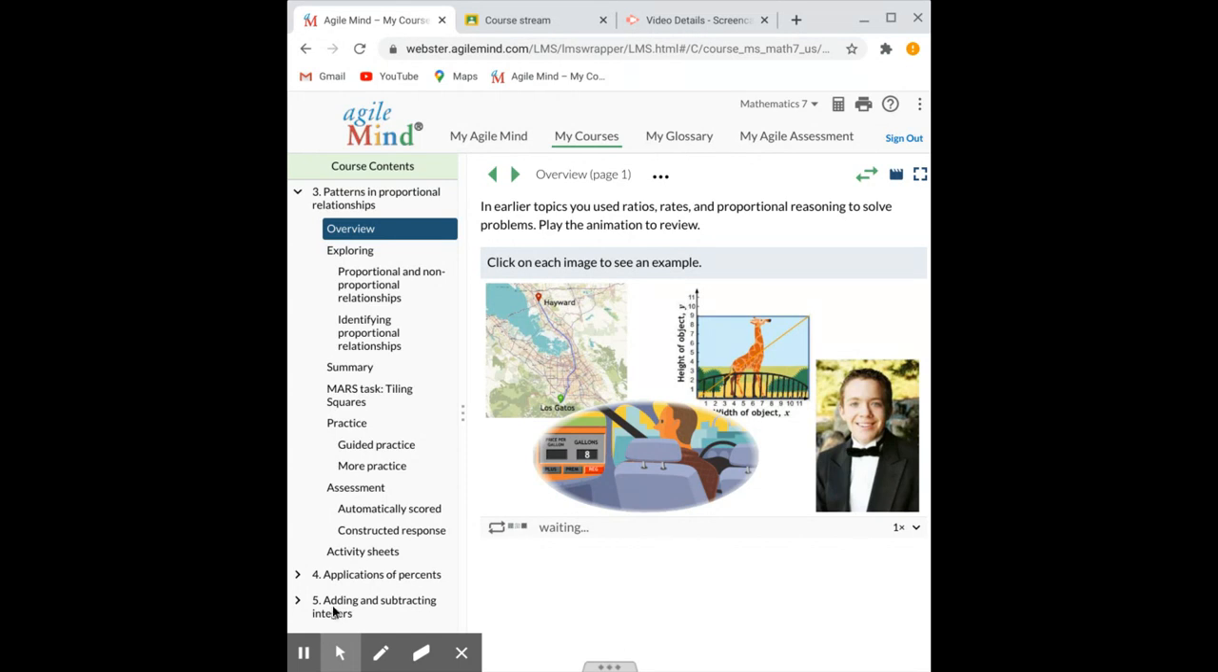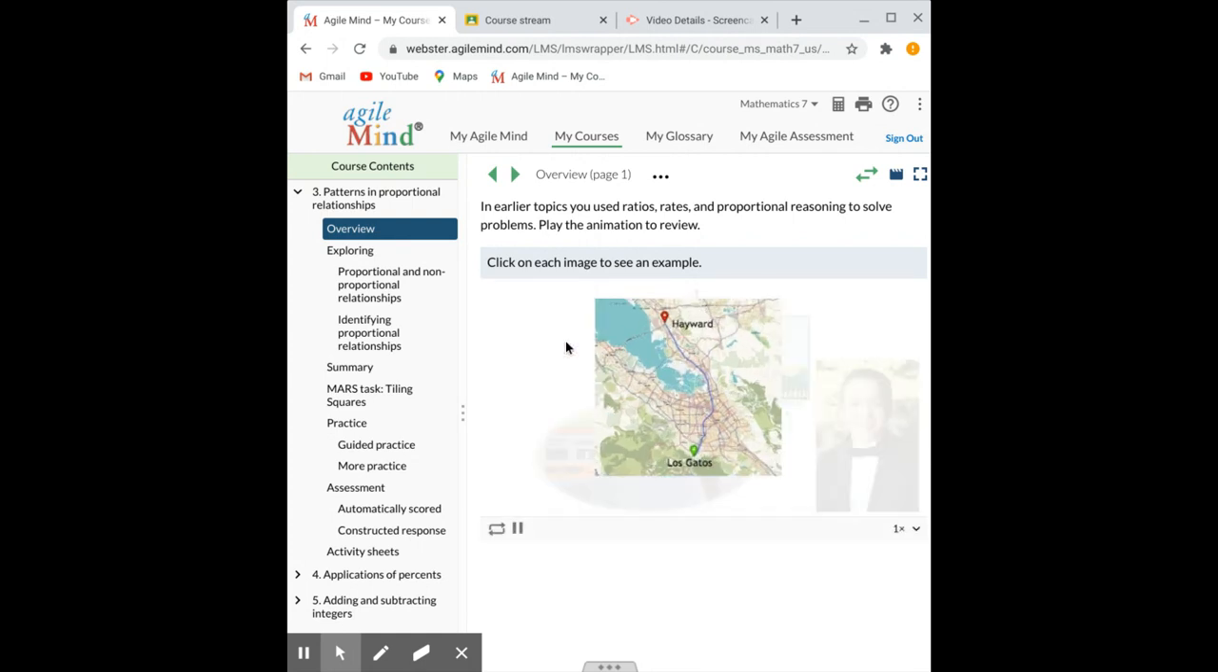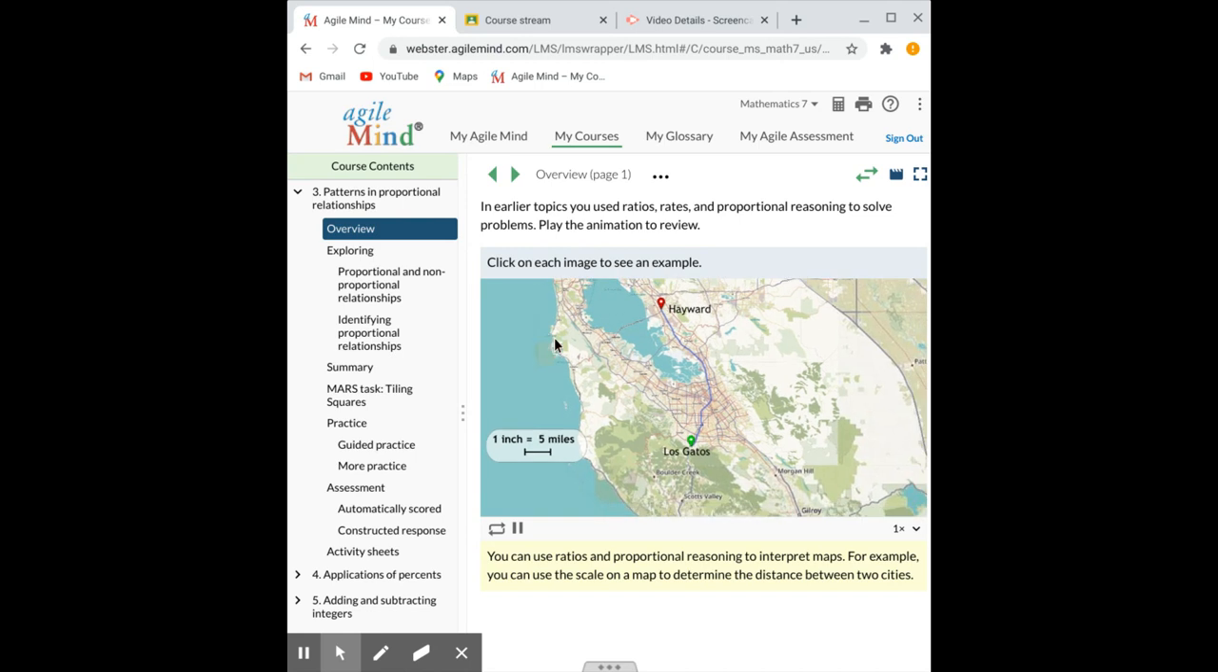All right, so we're going to take that information and we're going to put it to use looking at this. So, Angel V, will you read that for us, please? Yes. In earlier topics, you use ratio, rates, and proportional reasoning to solve problems. Play the animation to review.